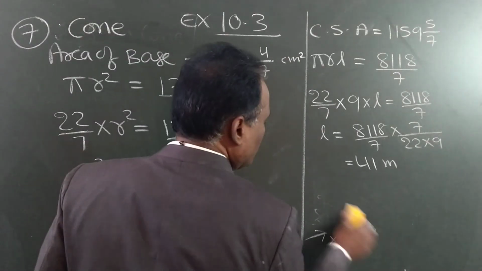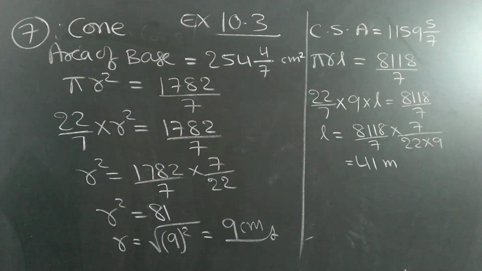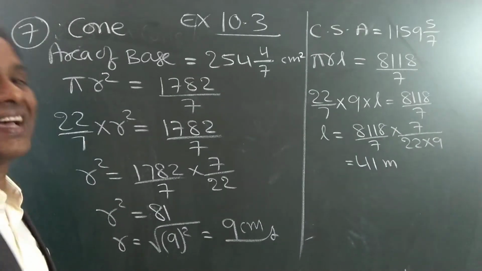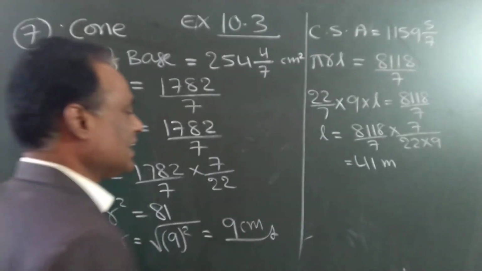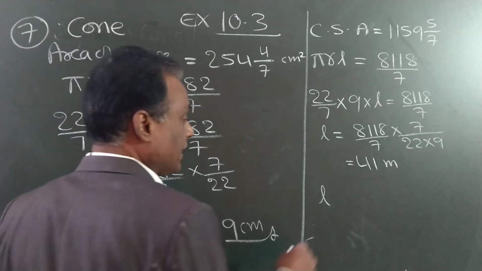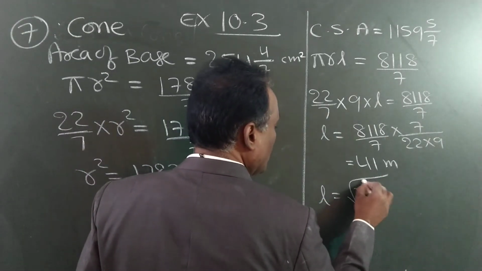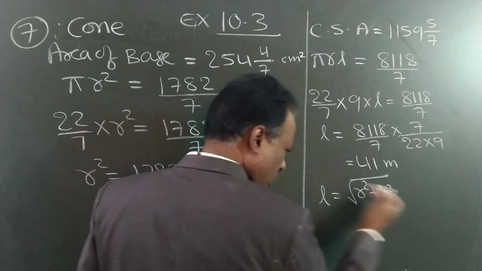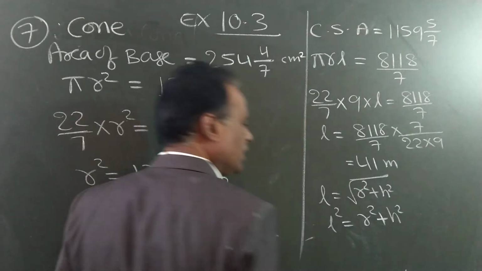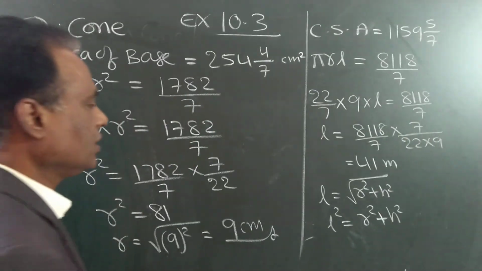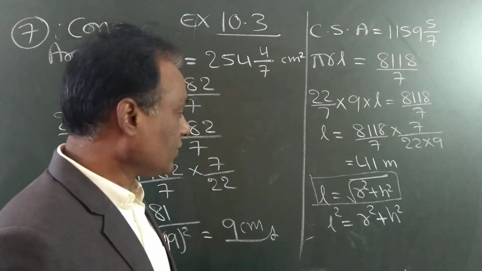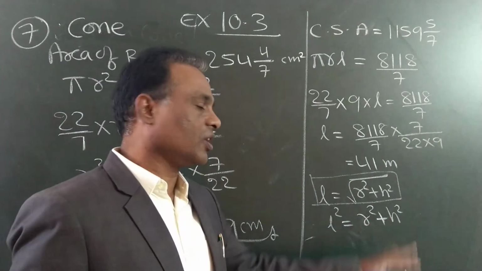So the question is, find the volume of this cone. Volume formula is 1 by 3 pi r square h. So to find the volume, we require h also. How to find h? See the formula, I gave this formula. In the previous problem also we applied. L is equal to root of r square plus h square. Nothing but squaring both sides, L square is equal to r square plus h square. This is the formula I gave. If you square both sides, the root cancels: L square is equal to r square plus h square.